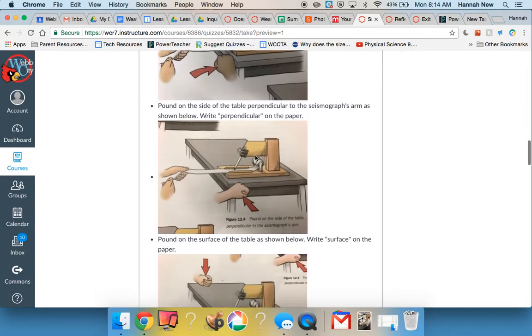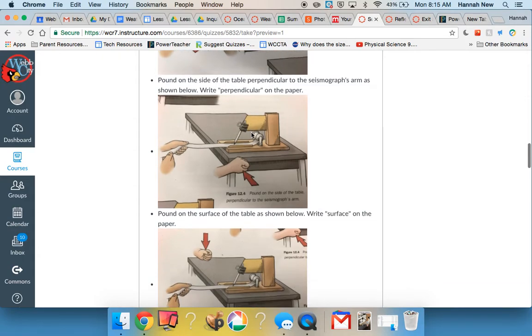The next thing you're going to do is hit the side of the tub. So pretend that this table is your tub. You're going to hit the side of it, near where your marker is. And same thing, 5 to 10 seconds. One person's hitting the tub, the other person's pulling the paper. Once you have a good enough section of data, you're going to write perpendicular on the paper.